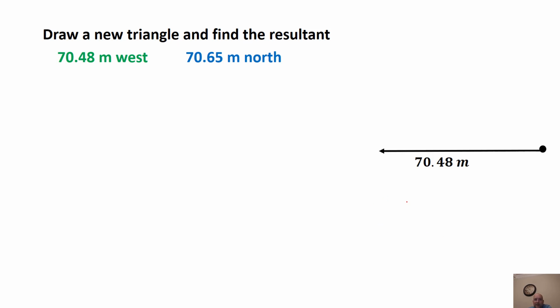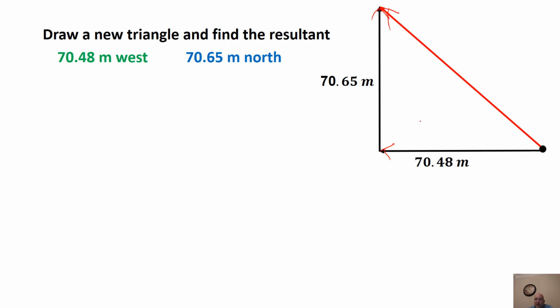Go west first, 70.48, followed by north from the origin dot. So first step, vector, head to tail with the second vector, go back to the origin, and draw the resultant. Big arrows, every arrow should be on there, because I could ask you more questions about it. Throw the angle right here, and then we're ready to solve for everything.